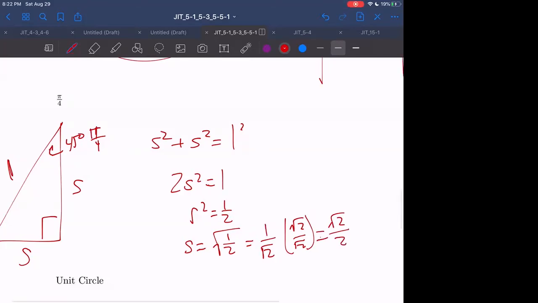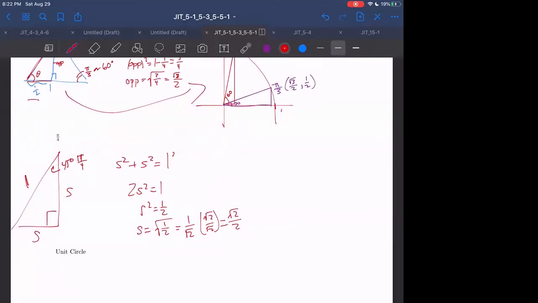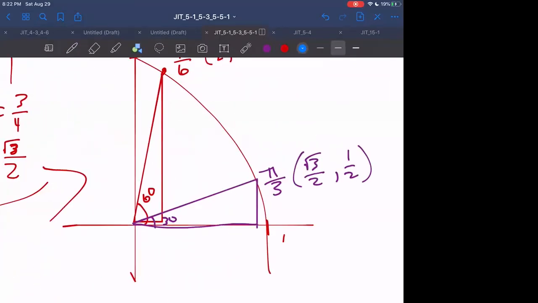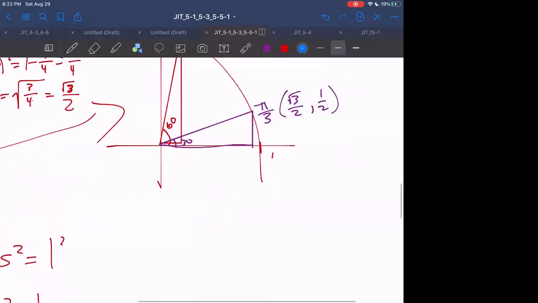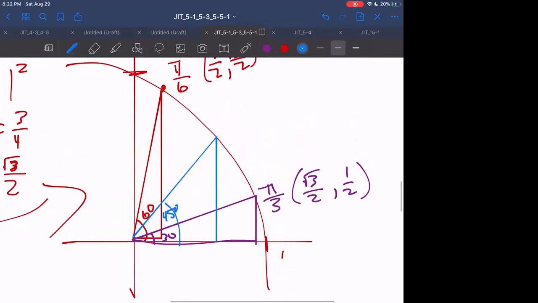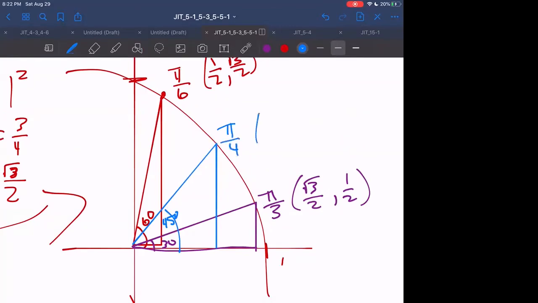So for our, let's do this one in blue. If we add this onto our quadrant up here, this angle is 45 degrees. So that makes this pi over 4. And this has coordinates root 2 over 2, root 2 over 2.